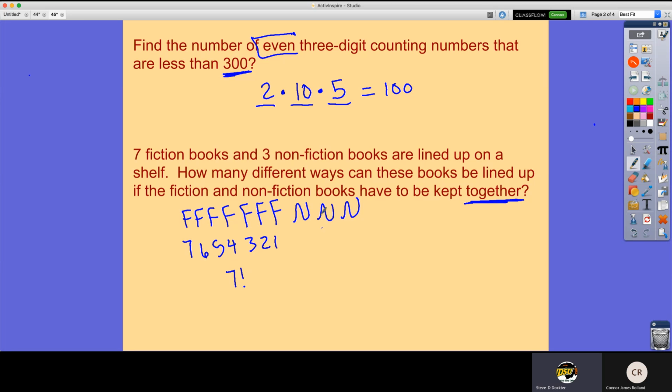What about the nonfiction? How many options do we have for the first one? 3, 2, and 1, right? So we would have 3 factorial there. All right, now, what do we do with those numbers?